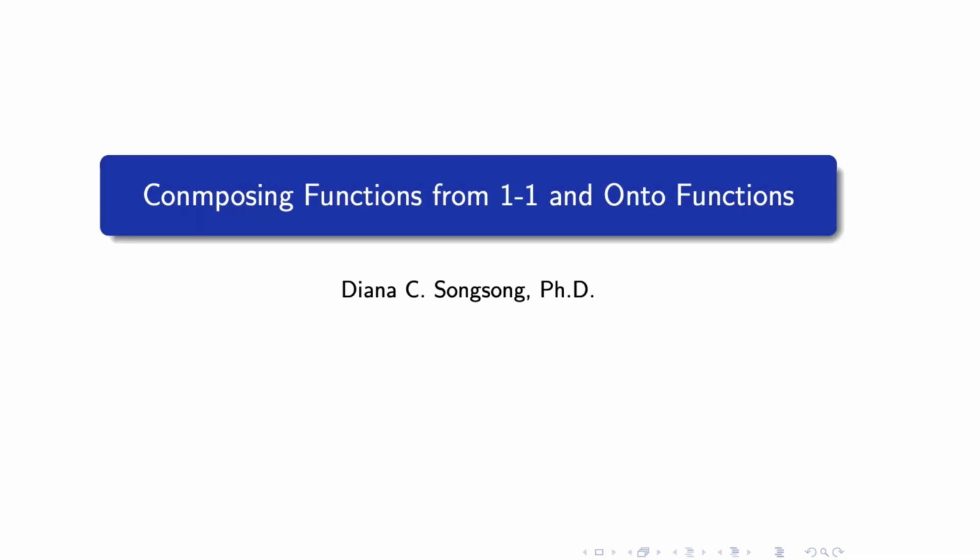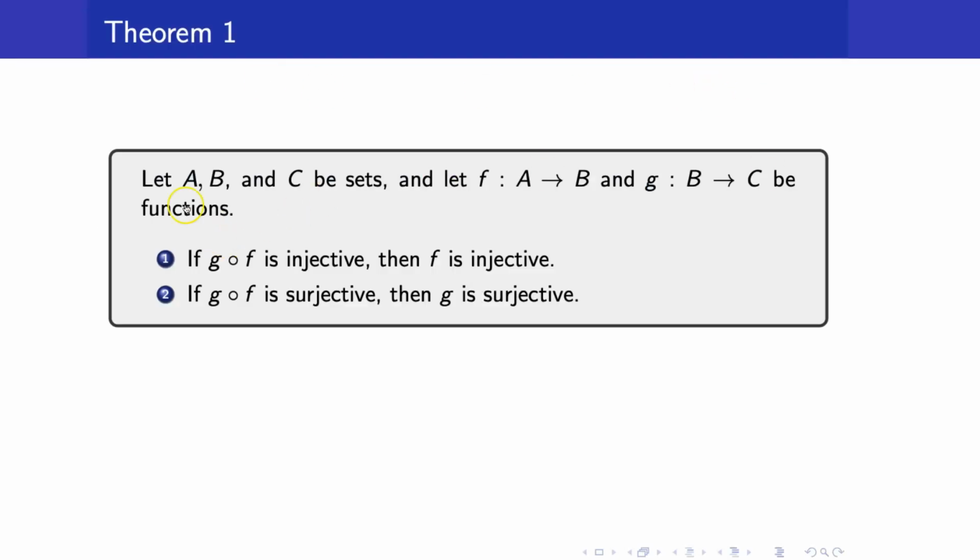In this lesson, we are going to study composition of functions from one-to-one and onto functions. Let us begin with this first theorem. Suppose that we have sets A, B, and C such that f is a function from A to B and g is a function from B to C. The following are true. If the composition g circle f is injective, then f is injective. If g circle f is surjective, then g is surjective.